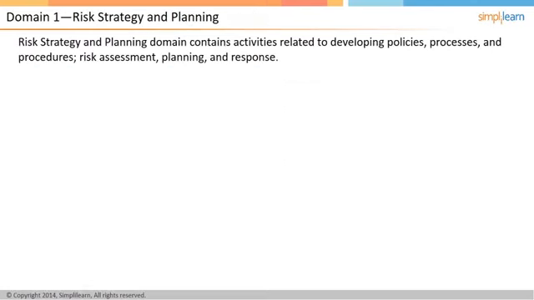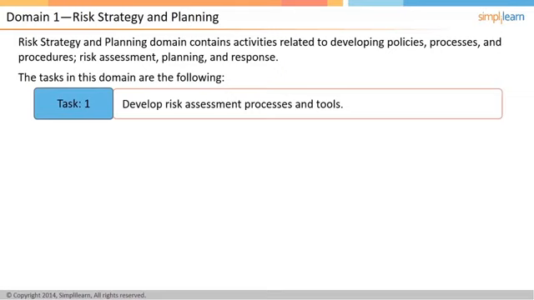The first domain contains activities related to developing policies, processes, and procedures, risk assessment, planning, and response. The tasks in this domain are the following. First task is to develop risk assessment processes and tools, which quantify stakeholder risk tolerances to assess and determine risk thresholds for the project and set criteria for risk levels. Risk tolerance and threshold will be dealt with in the following lessons. For the definition, you can also refer to PMBOK 5th edition, page number 339.